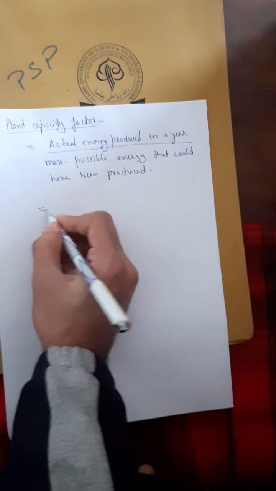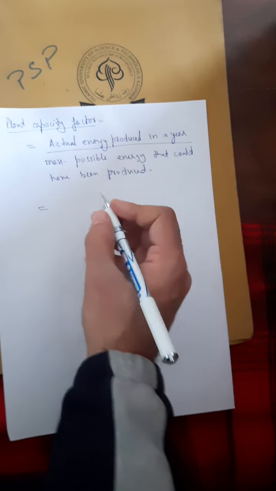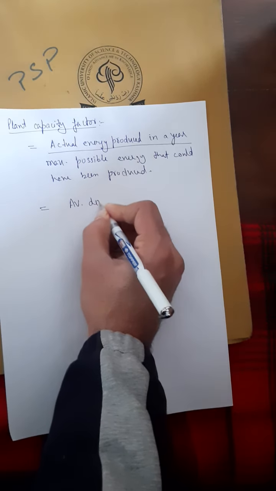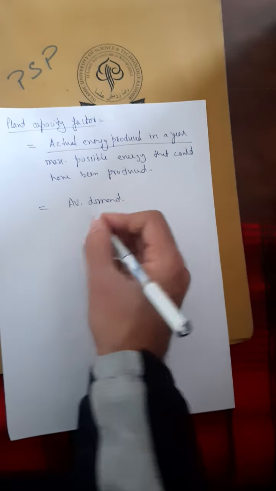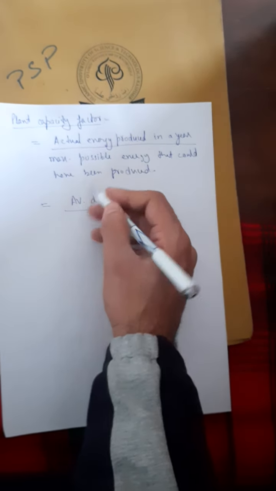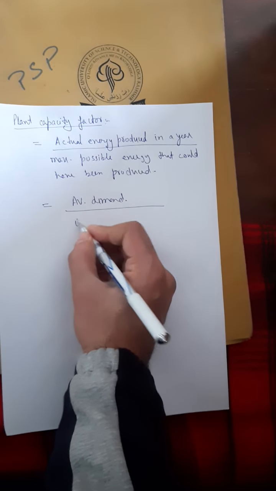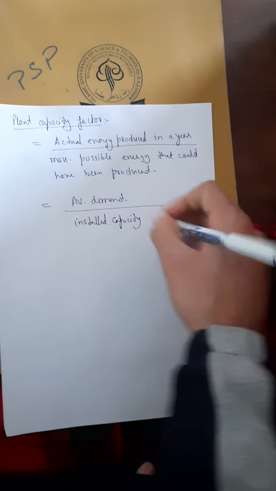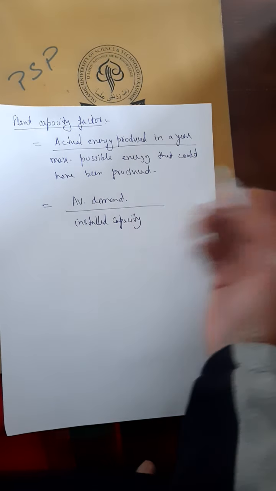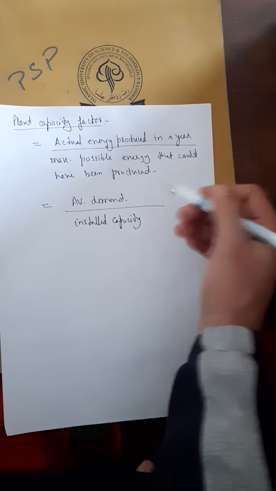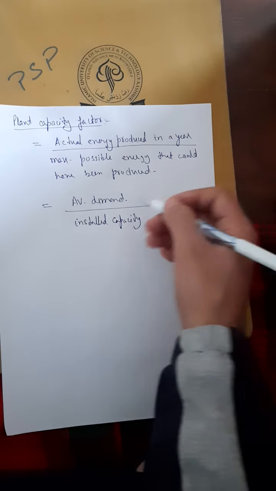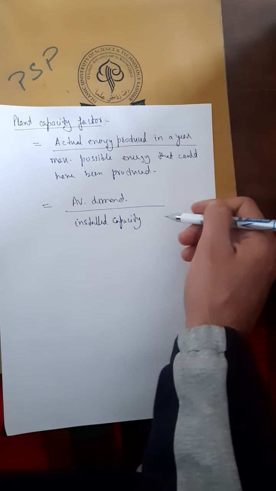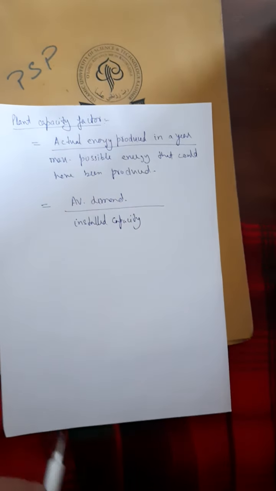In other words, the actual energy produced in a year is the average demand multiplied by the time in hours, divided by the maximum possible energy that could have been produced. The maximum possible energy will be the installed capacity multiplied by the time in hours. The time in hours, the number of hours in a year, is present in the numerator and denominator, so they cancel each other, and I am left with average demand divided by the installed capacity.